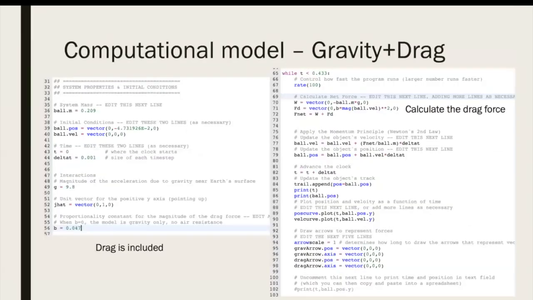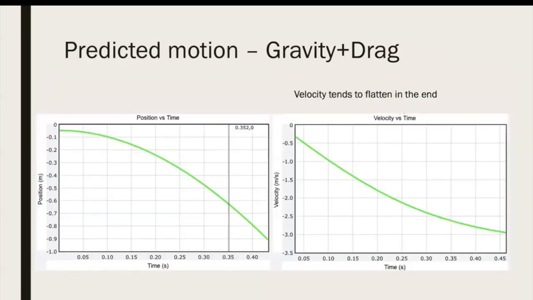Here's another computational model for gravity and also the drag force. On the left-hand side, we only change the little b. I make it equal to 0.047 based on the observed time and positions. On the right-hand side, we need to change how we update the net force. We also need to include the drag force, which is b times the magnitude of the ball's velocity squared, and we add the gravity and the drag force together to make the net force. All the other parts are the same. For the predicted motion, we can see on the right-hand side that the velocity tends to flatten in the end. I will discuss that later.